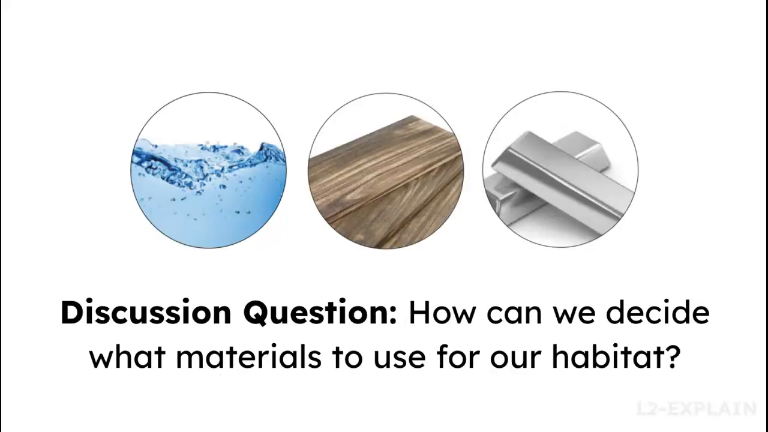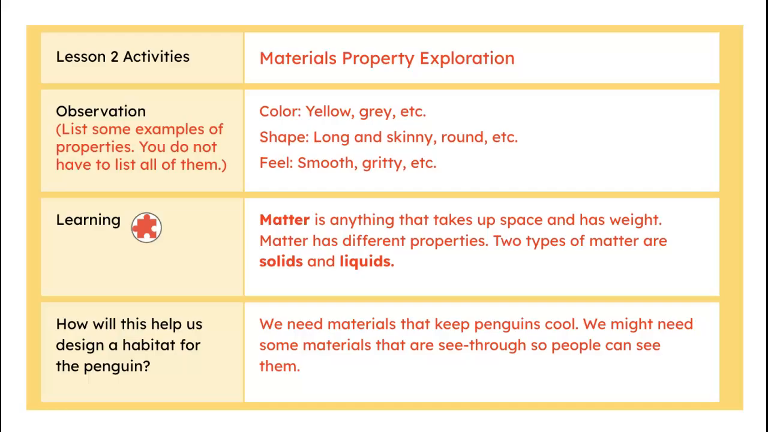For the Explain portion, you'll bring the class together and lead a discussion about students' observations from the investigation. You'll use the provided questions to guide your discussion around the question, how can we decide what materials to use for our habitat? The goal of this class discussion is to identify and compare material properties and types of matter. Students will continue the discussion into the Elaborate to identify how materials are used. You'll use the discussion to begin the Lesson 2 summary chart.